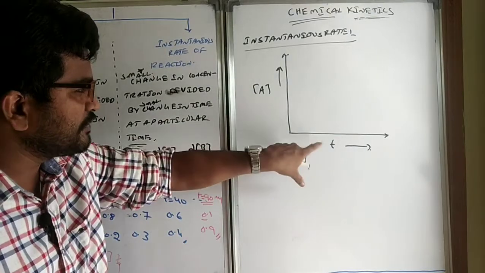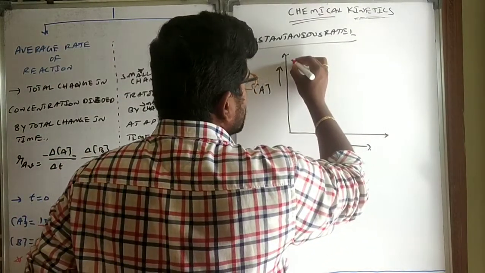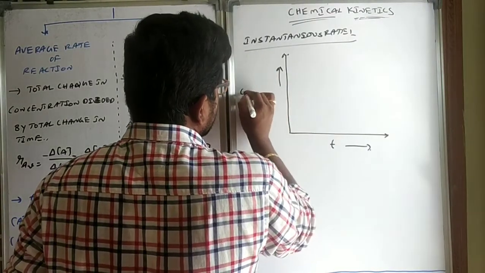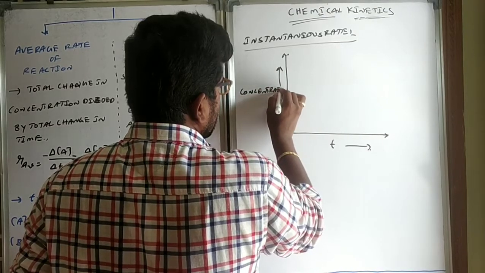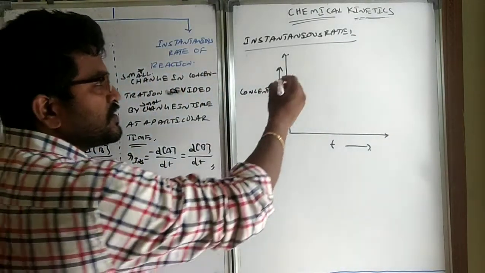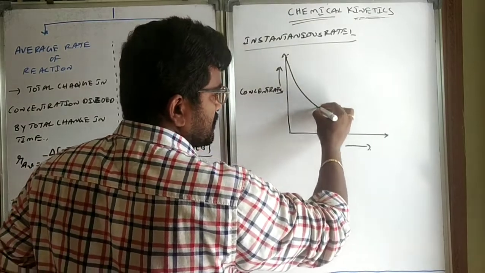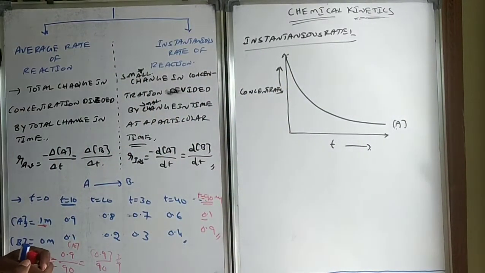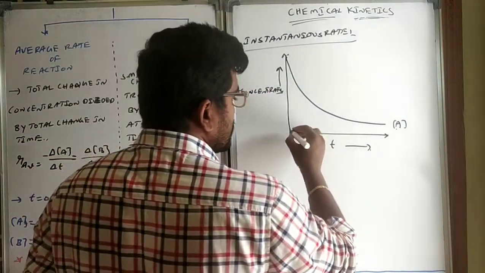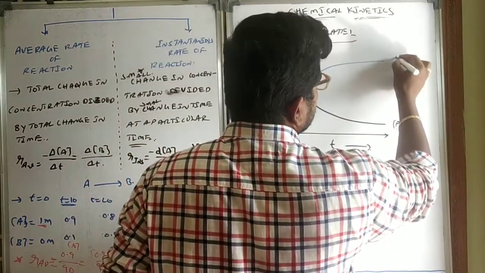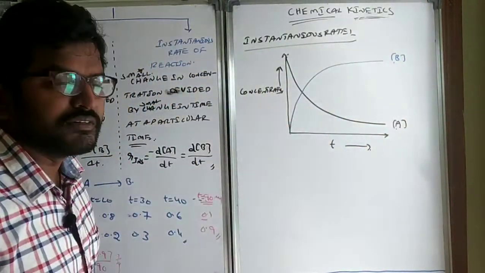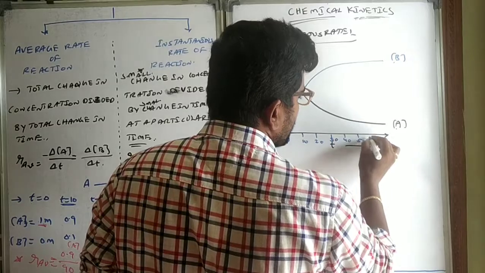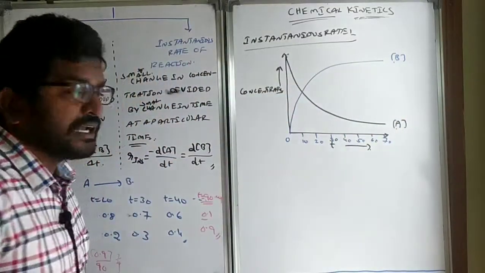Whenever you plot a graph between concentration versus time, the concentration of A will be decreasing. Here I will write concentration. Initially the concentration of A is maximum. As time goes on, the concentration of A will be decreasing with time. What about the concentration of B? The concentration of B will be gradually increasing. Here this is time 0, 10, 20, 30, 40, 60, 70, and it continues like that.